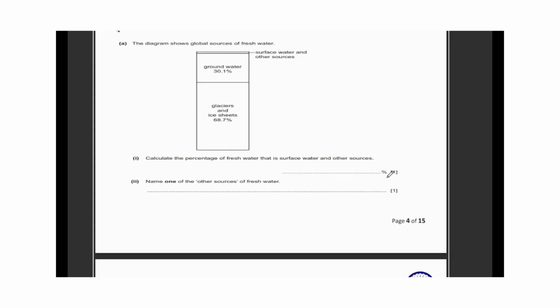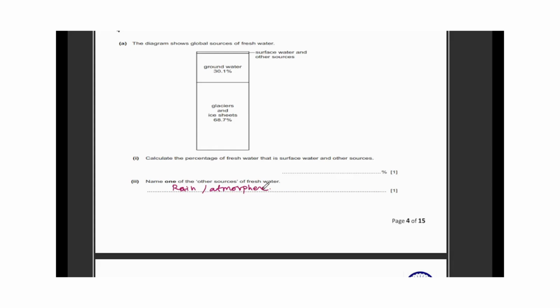You tell me, find out by yourself how much percentage that will be, but name one of the other sources of fresh water. What is the other source of the fresh water? It's rain. Fine. You can write rain also, rainwater. Okay, one of the fresh source of water. Sometimes they will write river also, and even atmosphere also sometimes. Okay, so in most of the key papers you will find either rainwater or even atmosphere.